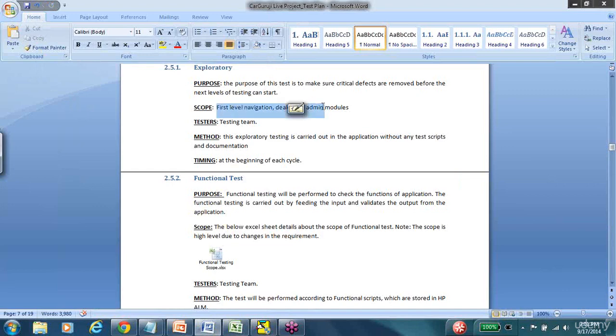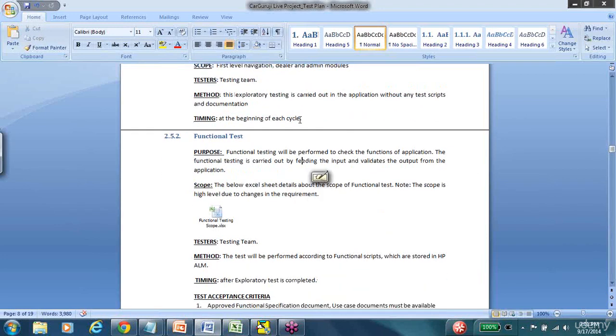So the scope of this, what parts of the application are we going to explore? The first level navigation, dealer, and admin. So all of the constituent elements of the AUT. Who is going to perform this? The testing team. What is the method? This is carried out without any application, test scripts and documentation. And when does this happen? At the beginning of each cycle.